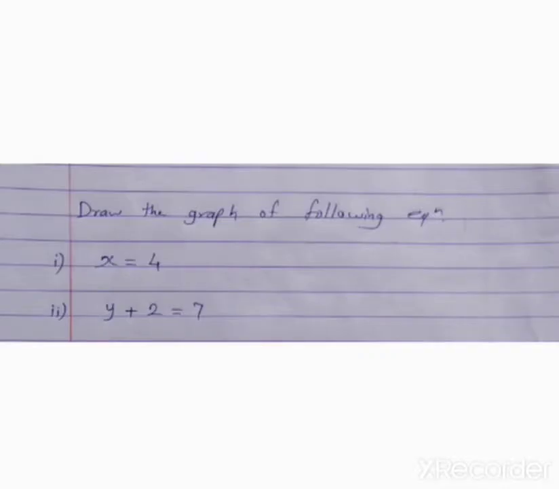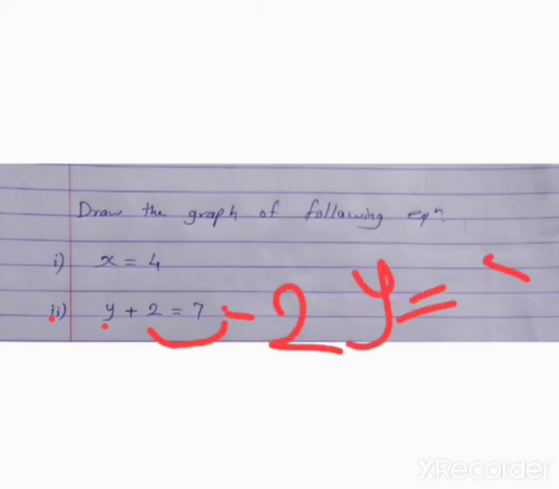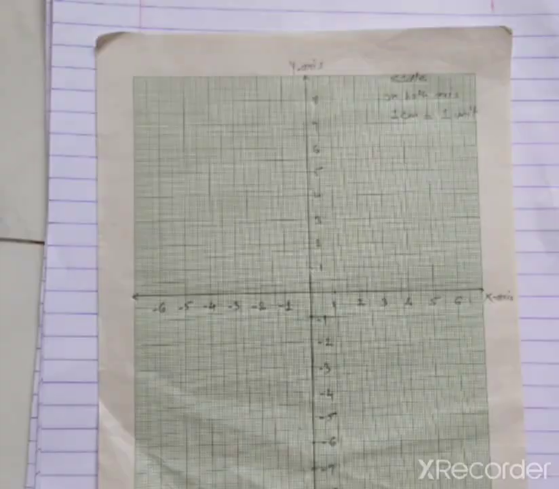Let's solve question number 2. In this question, this equation is given in plus format. So here we have to first find out the value of y. So take this 2 to the other hand side. So it will become minus, and its answer is y is equal to plus 5. So on this graph paper, y is equal to plus 5 is here.